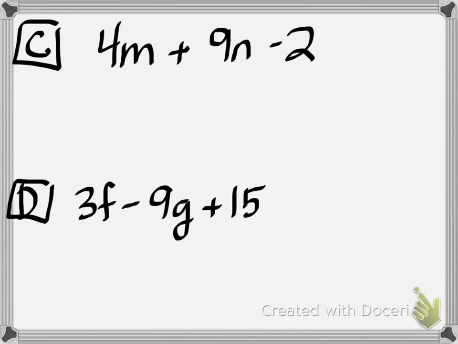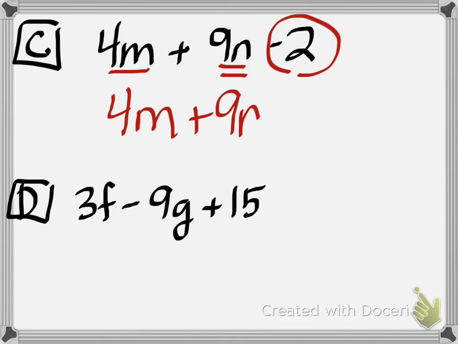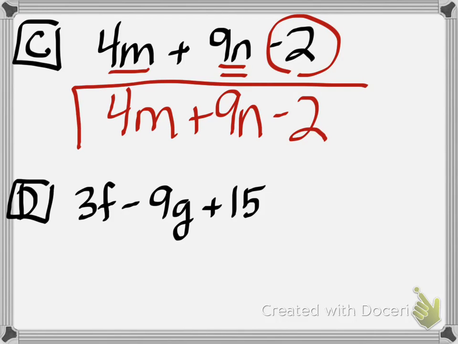4m plus 9n minus 2, let's look for like terms. I have an m, I have an n, and I have a constant. There's actually nothing in common. There's nothing I can combine, so the answer is the same as the question. 4m plus 9n minus 2.